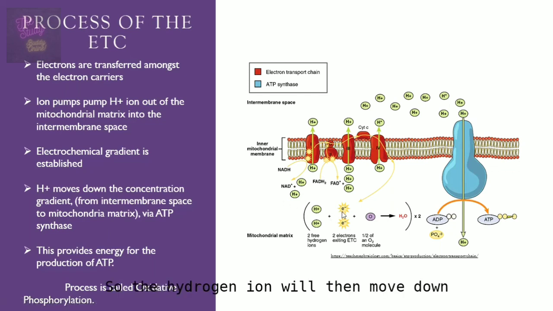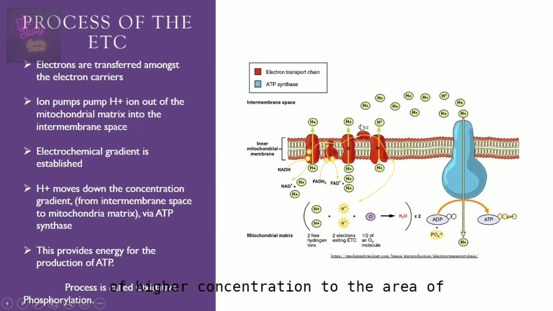So the hydrogen ions will then move down the concentration gradient. That is, they're going to move from the area of higher concentration to the area of lower concentration. So they're going to move from the intermembrane space to the mitochondrial matrix via this enzyme, which I said is ATP synthase. And this movement is what is going to provide energy for the production of ATP. And the entire process is known as oxidative phosphorylation.